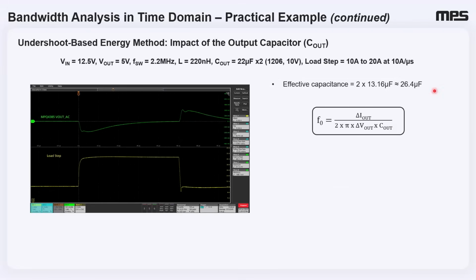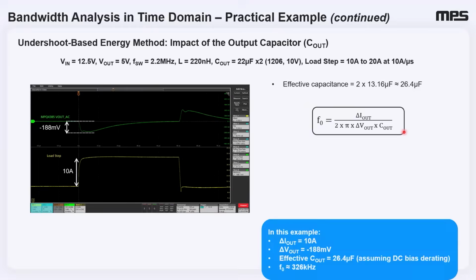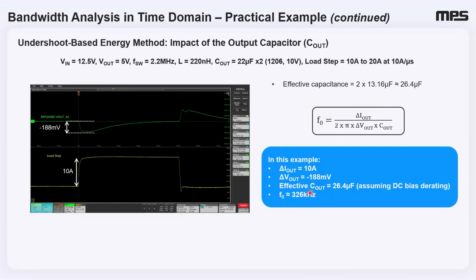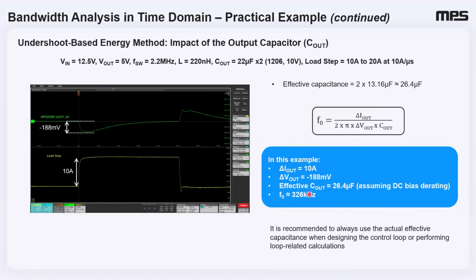So, therefore, the actual effective capacitance for two such capacitors in parallel is effectively 26.4 microfarad. So, using this corrected output capacitor in our formula, the crossover frequency is estimated to be around 326 kilohertz in this case. This revised result now closely matches the bandwidth estimated from the response time method. This highlights a crucial design principle. Always use the actual effective capacitance when designing the control loop or performing loop-related calculations, and be sure to consider the MLCC DC bias characteristics.